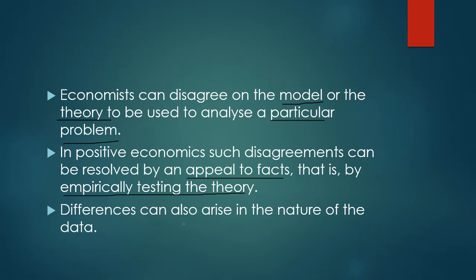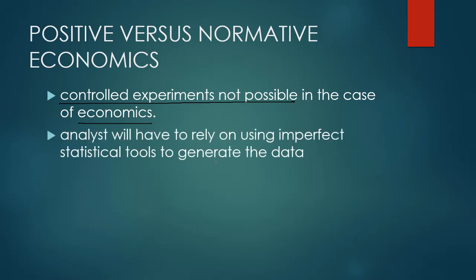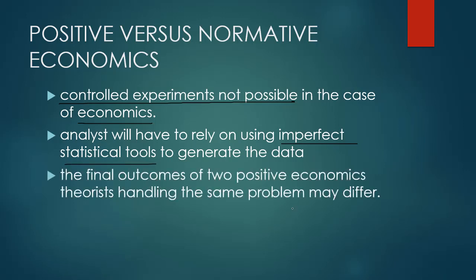Differences can also arise in the nature of the data, which would form the basis of empirical testing of any theory, be it in economics or physics. In natural sciences one can make use of controlled experiments in laboratory conditions to generate the database. This is not possible in economics, where the analyst will have to rely on using imperfect statistical tools to generate the data required. Hence, the final outcomes of two positive economics theorists handling the same problem may differ.